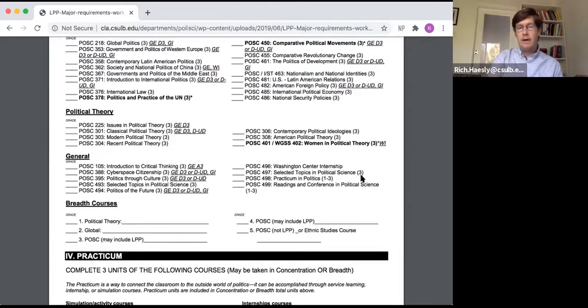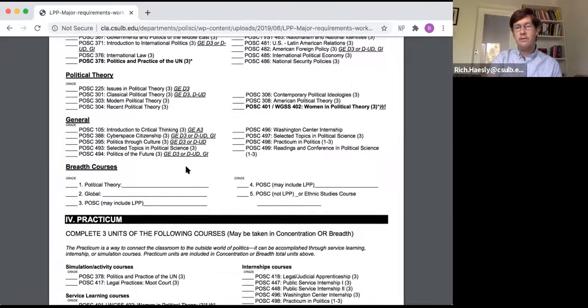Okay, so your breadth is made up of 5 courses. One must be from political theory, one from global politics. Then you're allowed to take 2 more that could be more law, policy, and policy, should you want to do that, or they can be more global or more political theory. And then for this final one, because you're limited to no more than 6 units of your concentration courses going into your breadth, you would have to do this as either another political theory, another global politics, or perhaps an ethnic studies course.